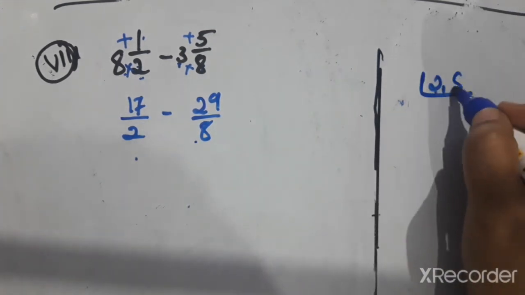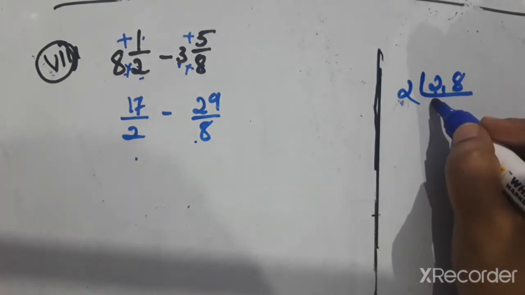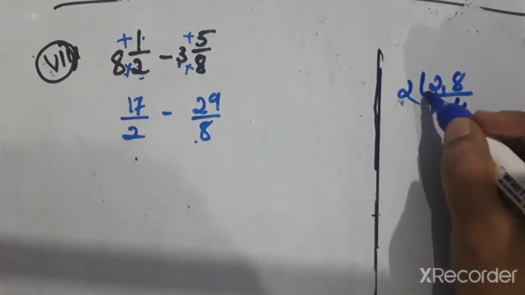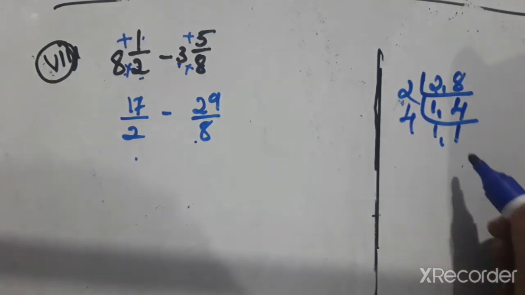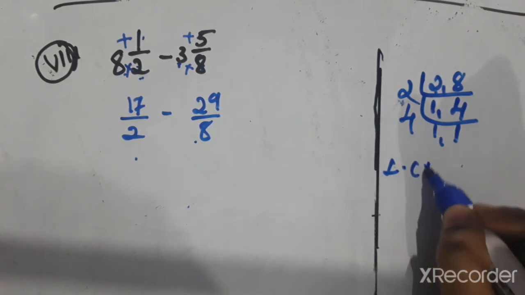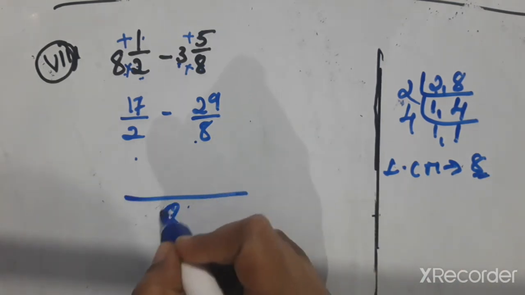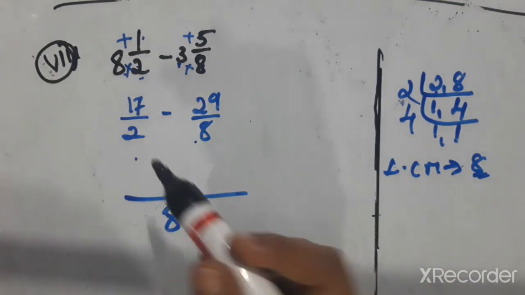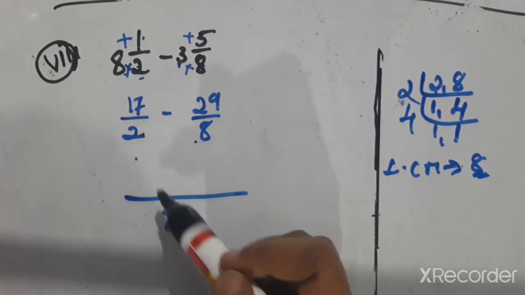Find the LCM of denominators 2 and 8. Try with 2. 2 ones are 2, 2 fours are 8. Again 1 ones are 1, 4 ones are 4. 2 into 4, 2 fours are 8. So the LCM is 8. Now equalize the denominators into the LCM value.